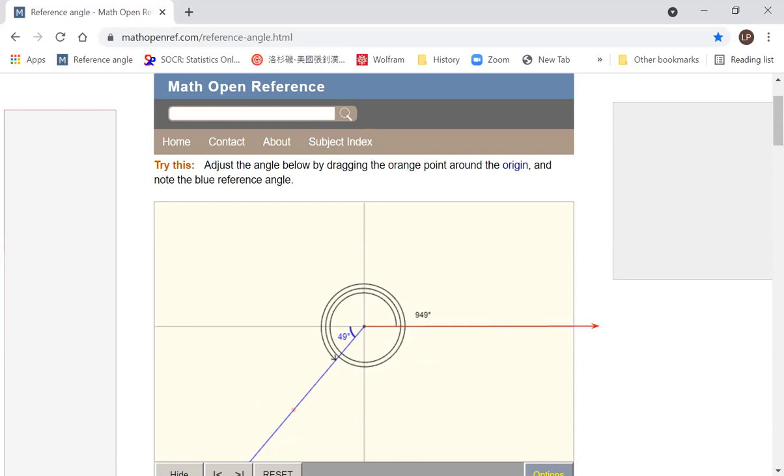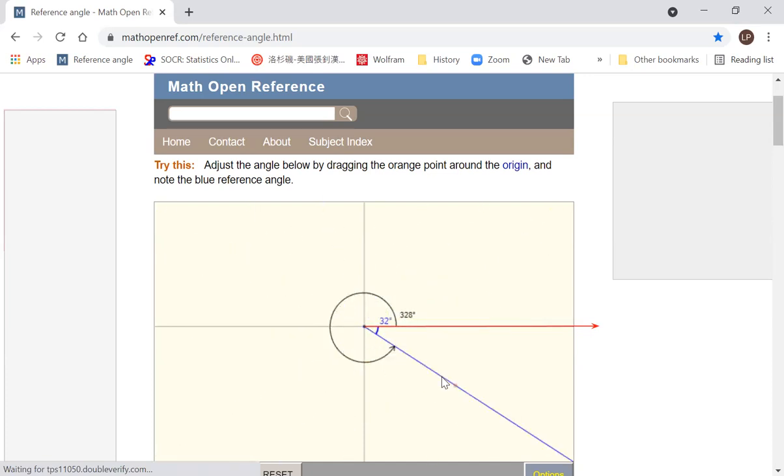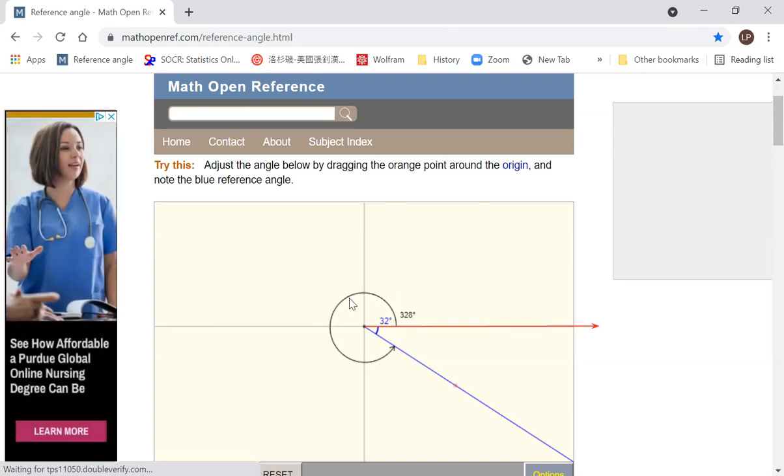Okay, so now what if I start from the standard position and I measure and I terminate at quadrant number 4? What will be the reference angle? The reference angle is right here. The angle is 328 and this is 32 degrees, right? So 32 degrees, it's just an example.